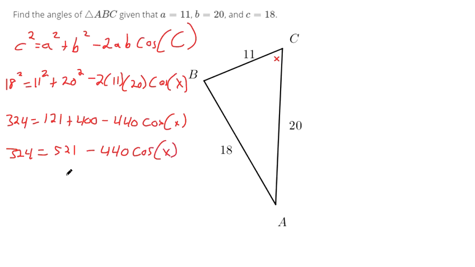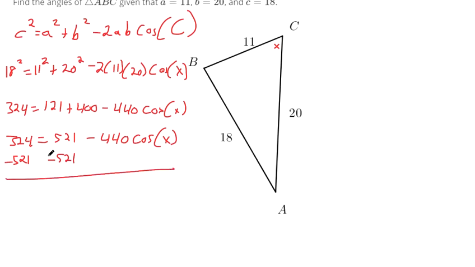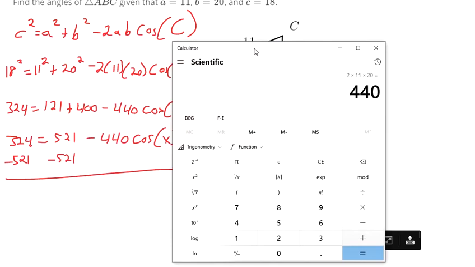So in order to get x by itself, we got to subtract this 521 from both sides. You might be thinking, can't I just do 521 subtracted by 440? We can't, because 440 needs to multiply to whatever cosine x is first. They're not like terms, in other words. So 324 subtracted by 521, that's negative 197.